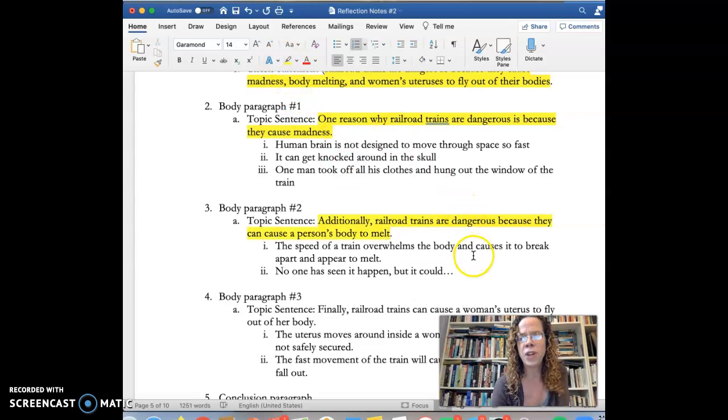Next body paragraph. And you can completely copy these topic sentences if you want. Just change the reason, of course. Additionally, railroad trains are dangerous because they can cause a person's body to melt. This is not true. People felt that the speed of a train would overwhelm the body and cause it to break apart and appear to melt. No one has seen it happen, but it could.